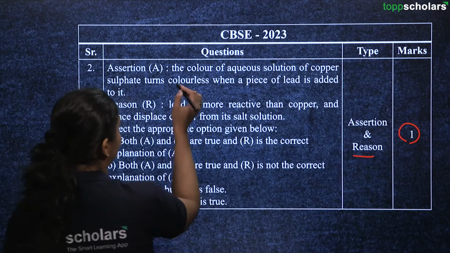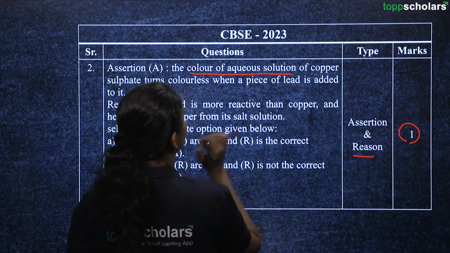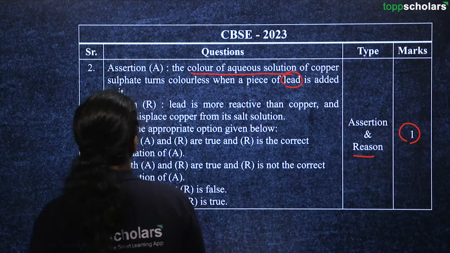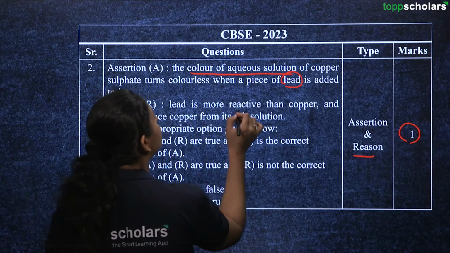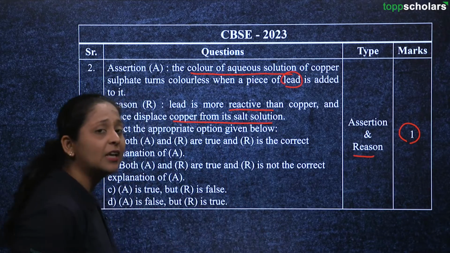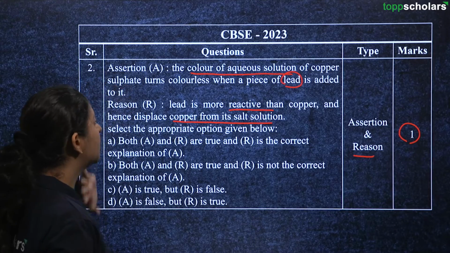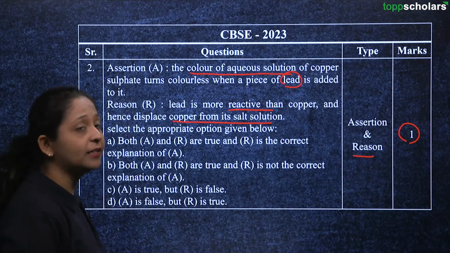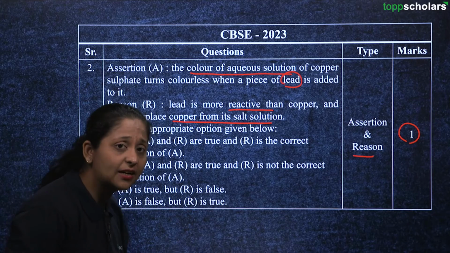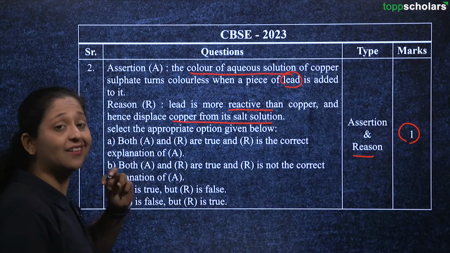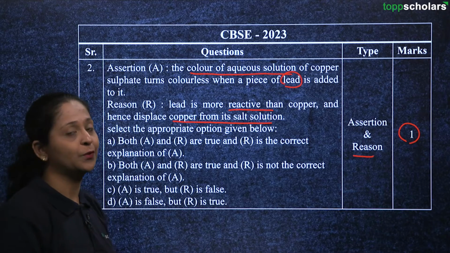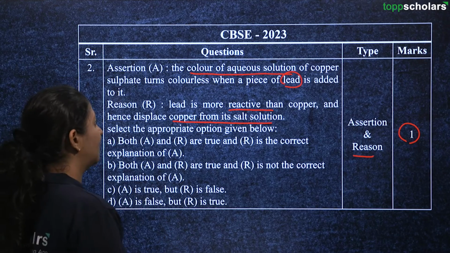Let us go for the question first. The color of an aqueous solution of copper sulfate turns colorless when a piece of lead is added to it. Lead is more reactive than copper and hence displaces copper from the salt solution, right? So you are provided with an assertion and a reasoning statement and you have to select the correct option from that. So, whether the assertion is right, the reasoning is right, whether it is the correct explanation of the assertion, or either one is false or true. So you have to select the option accordingly.